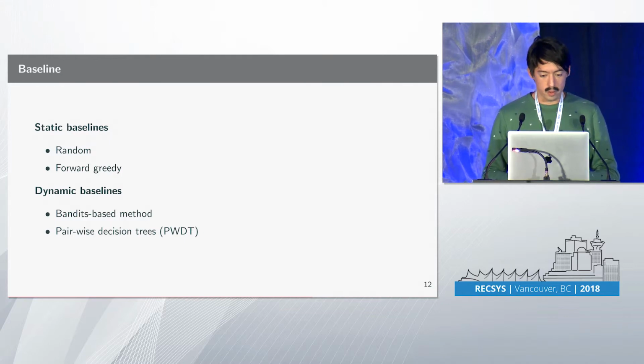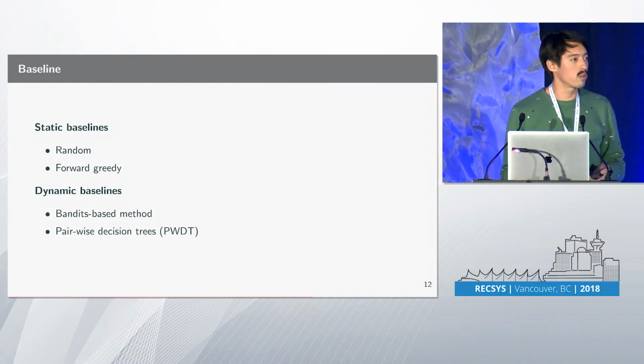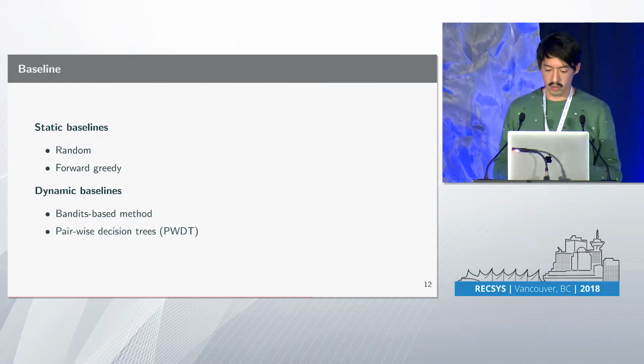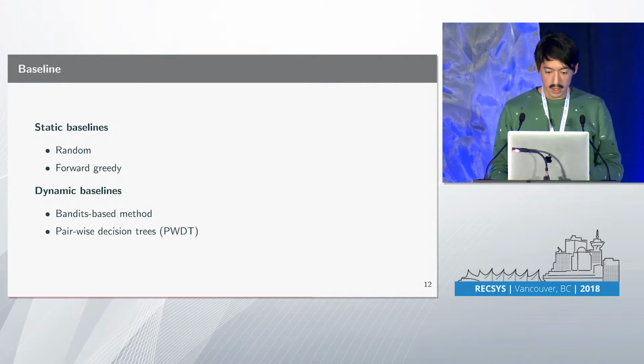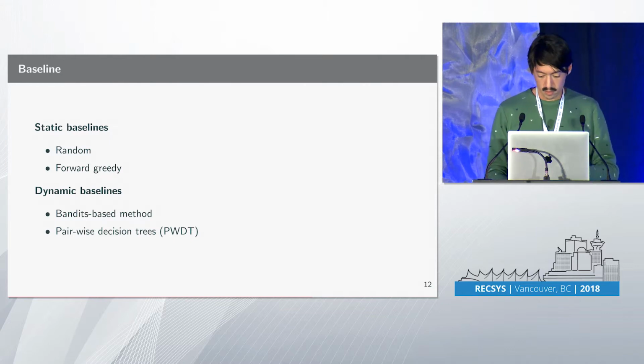And then there's 2 other baselines, the bandits and pairwise decision trees, which both create dynamic questionnaires by asking relative questions. So that means that the questions are not independent from the user nor the questions. So that has some constraints on the implementation. And a random baseline.